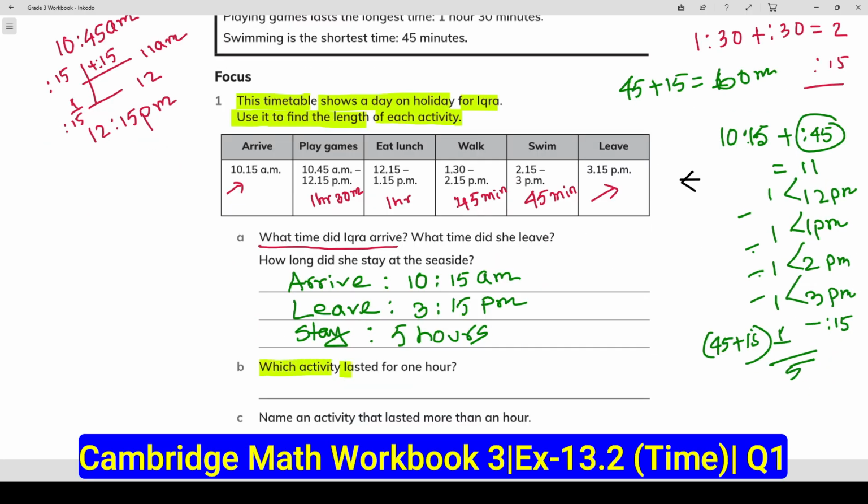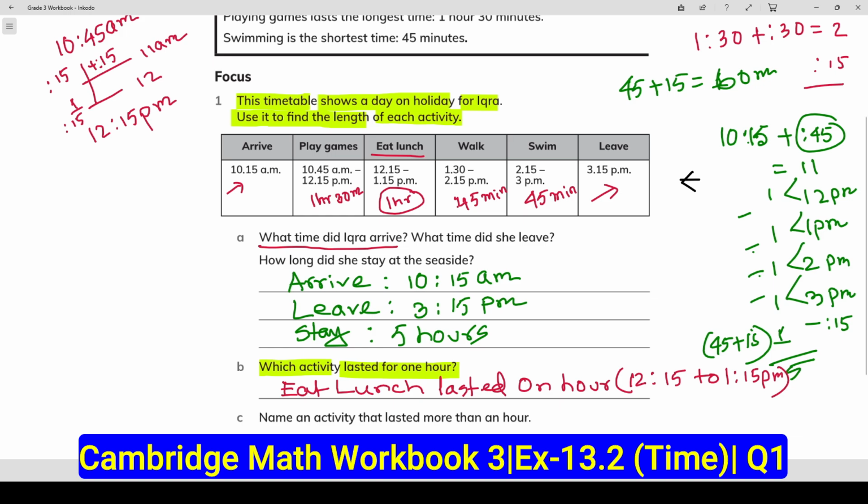Which activity lasted for 1 hour? Look, eat lunch lasted 1 hour. So we can say eat lunch lasted 1 hour. Time was 12:15 to 1:15 p.m. So eat lunch lasted an hour, right?